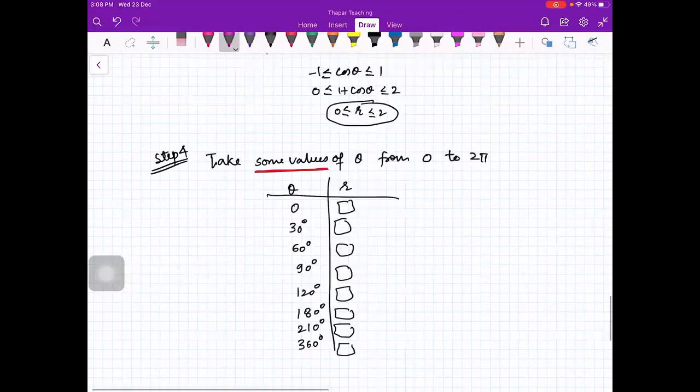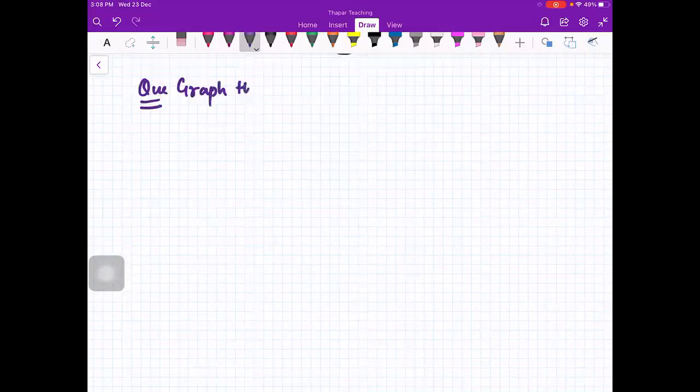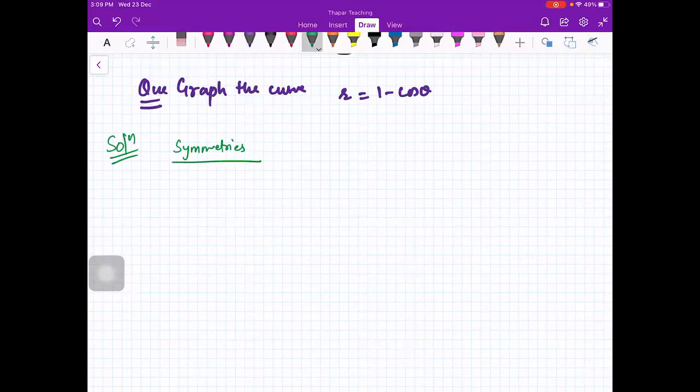We have this problem. Graph the curve r equal to 1 minus cos theta. Let me do this. First step is we will check for symmetries. Symmetry about x-axis. Can you tell me, is it there or not? Replace theta with, tell me.